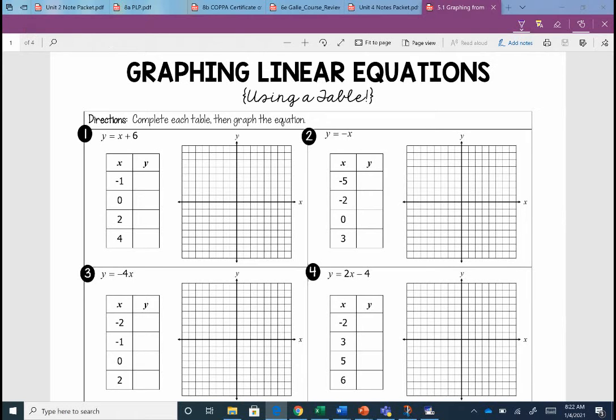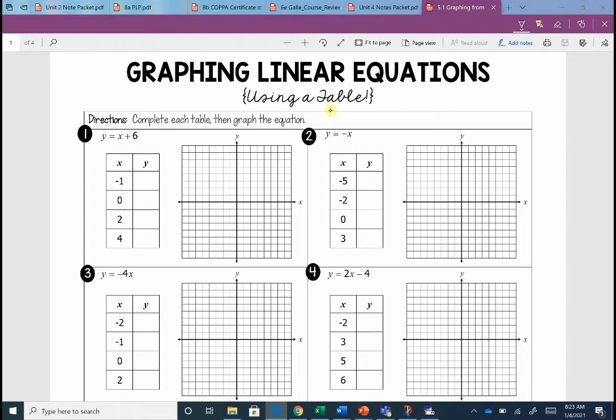For each table, we're given some values for x. Those are our inputs. Those are things we're going to put in for x. After we put a value in for x, we're going to get an output, or a value out for y. So we're going to put values in for x and get values out for y. And you can just use your calculator to do this.